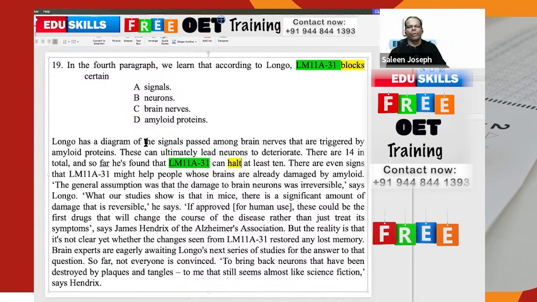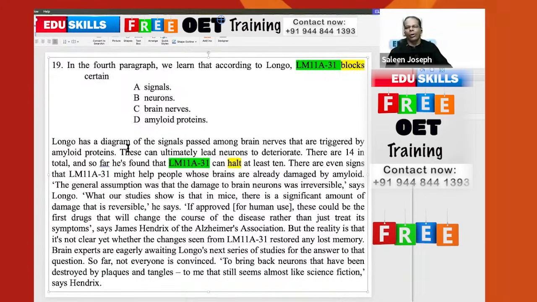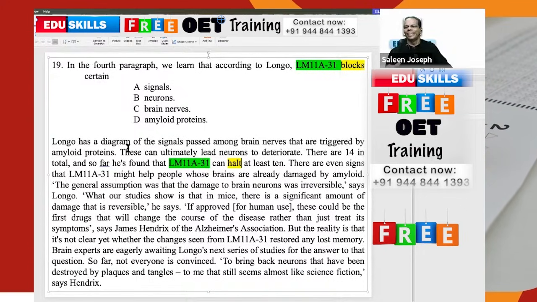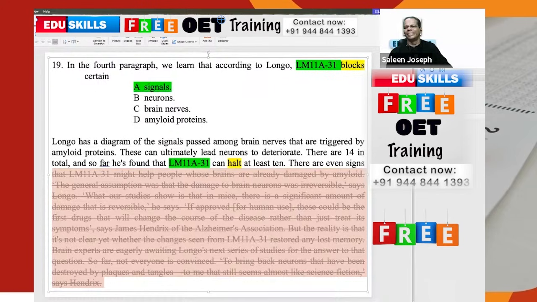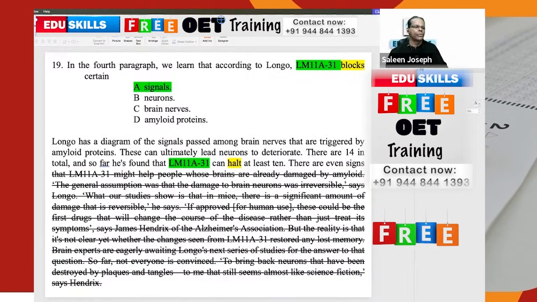See, Longo has a diagram of the signals passed among brain nerves that are triggered by amyloid proteins. These can ultimately lead neurons to deteriorate. There are 14 in total. And so far he has found that this particular drug can halt at least 10 of the signals. 10 of the 14 signals. So what is the answer? Signals. That's how you defeat the time. Then you need not read the rest of the thing. Next, 20.